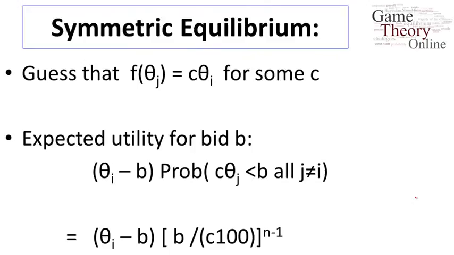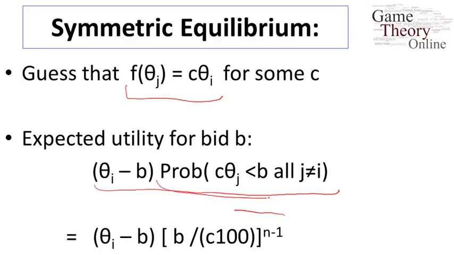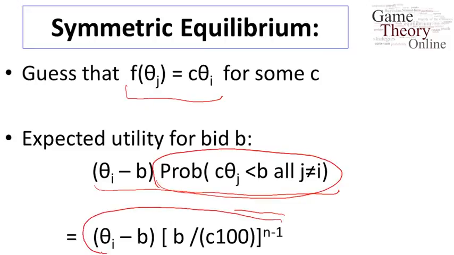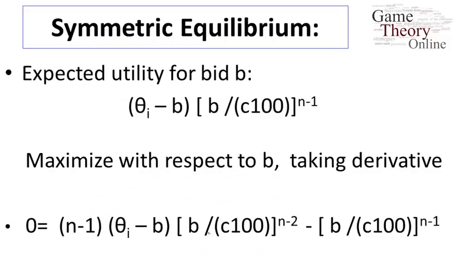Okay, so we guessed a particular bidding function. We look at the expected utility now as a function of my bid. If everybody else is bidding according to this function, then we've solved for what this probability looks like, given that we have a uniform distribution. That allows us now to get an expected utility as a function of b and c. So if we want to maximize this with respect to b, we just take the derivative, set that equal to 0. So take the derivative of this function with respect to b.